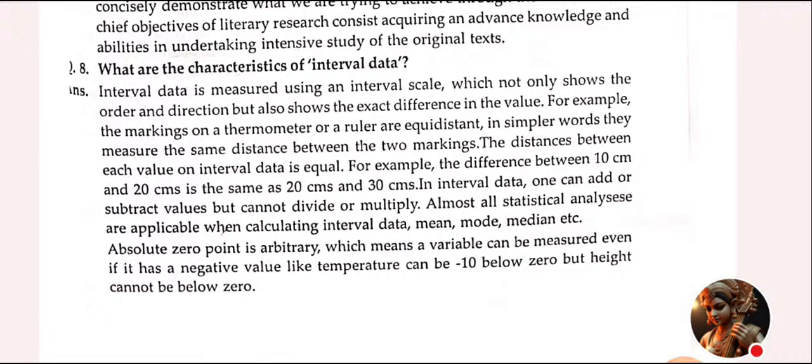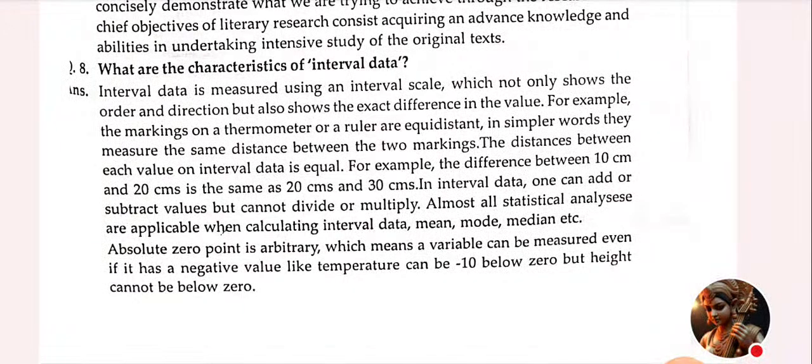Question 8. What are the characteristics of interval data? Interval data is measured using an interval scale, which not only shows the order and direction but also shows the exact difference in the value. For example, the markings on the thermometer or a ruler are equidistant. In simpler words, they measure the same distance between the two markings. The distances between each value on interval data are equal. For example, the difference between 10 centimeters and 20 centimeters is the same as 20 centimeters and 30 centimeters.